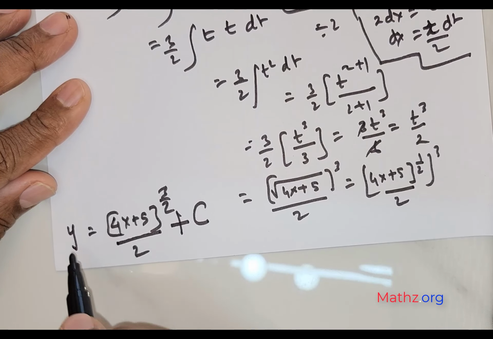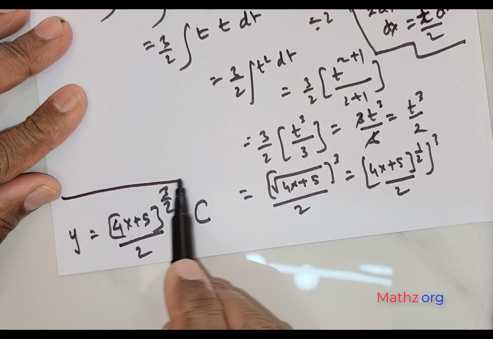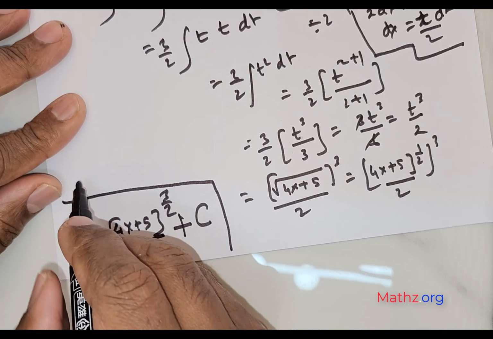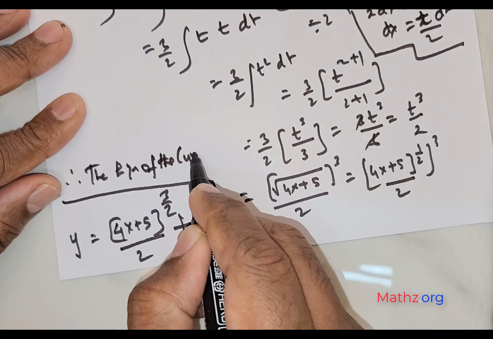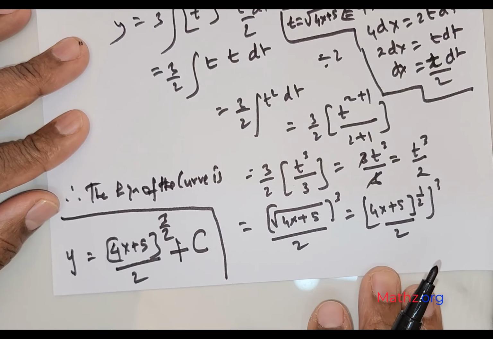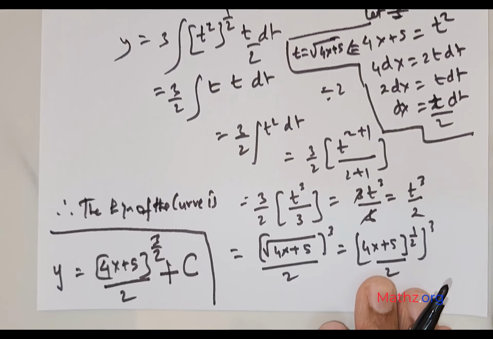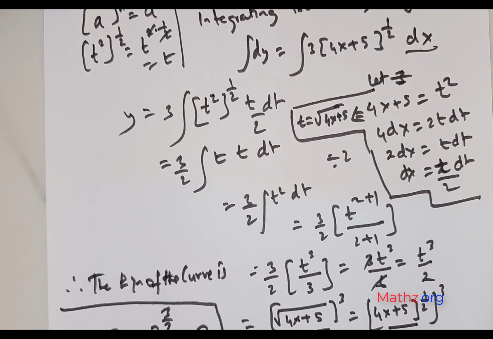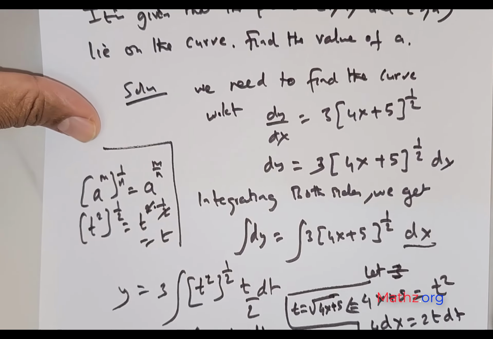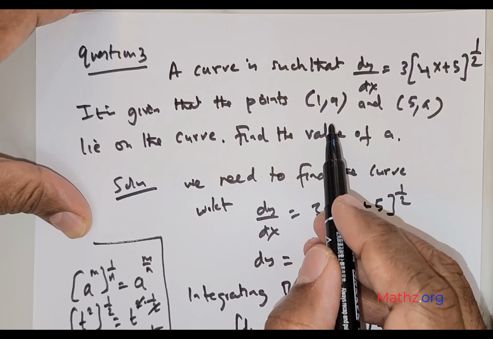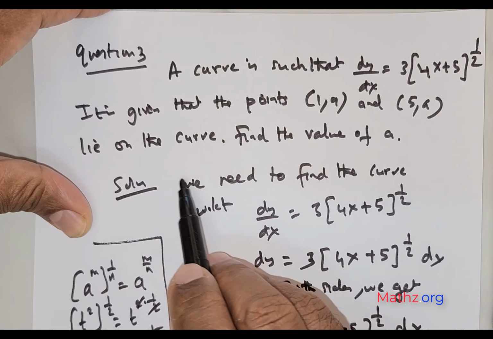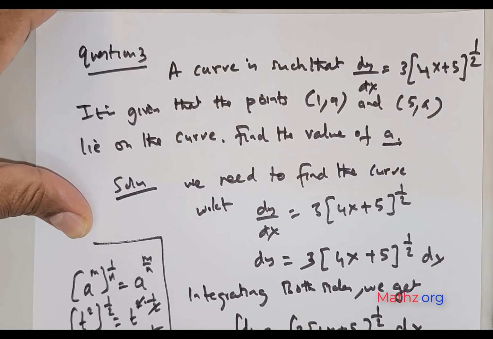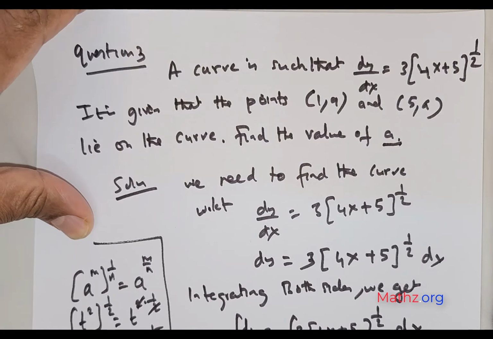What have you got on the left? You got y. So what we have got is the equation of the curve. So you can write that. Therefore, the equation of the curve is, right? So we need to do all of this to get the equation of the curve. So now let me move on to the next part. So we've been given that points (1, 9) and (5, a) lie on the curve, and we need to get the point a. So let me turn to the next page.